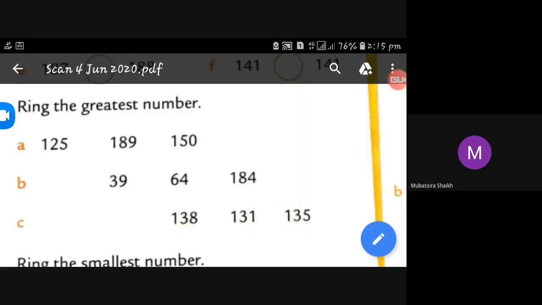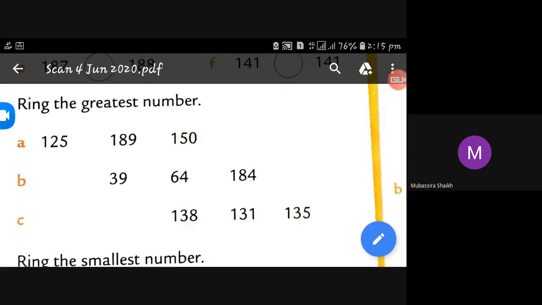Because you are talking too much, that's why my screen is not available. You are disturbing the class. Okay, see, my screen is there now. You can see, bring the greatest number here.